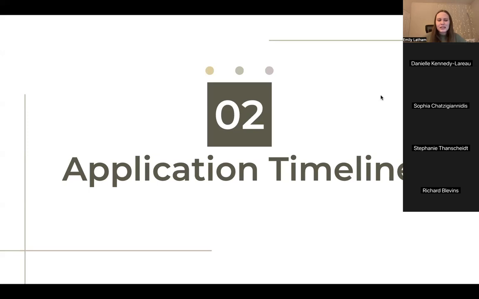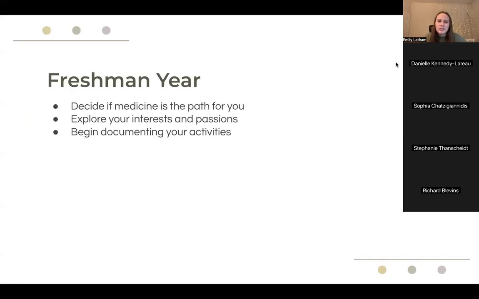Okay, so getting into the application timeline, starting with freshman year, I'm not sure where each of you are currently, but if you are in your freshman year, some of the biggest things to do is to be deciding if medicine is the path for you. It's really a great time for exploring your interests and passions, and begin documenting your activities. And this is super important.